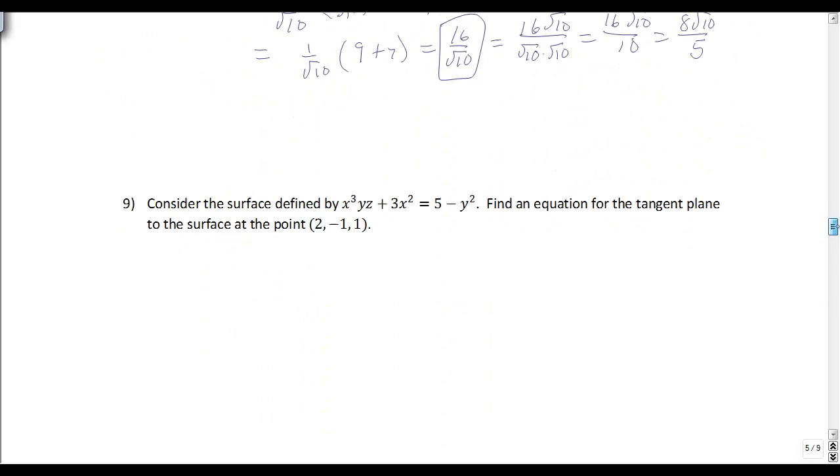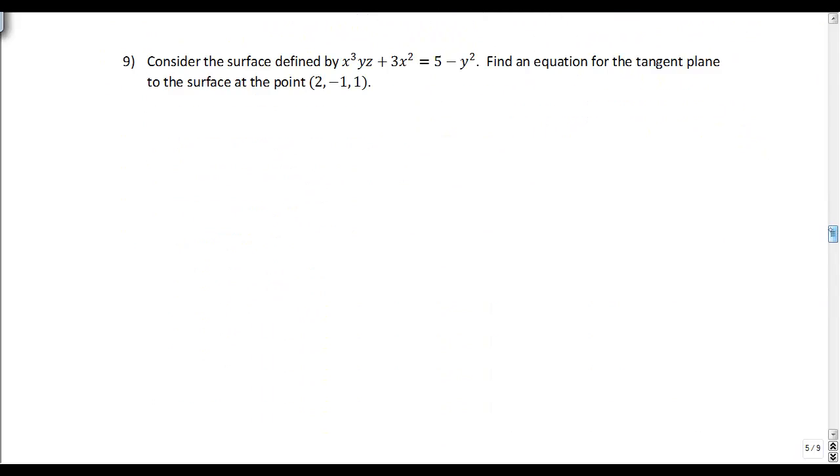Next up. The tangent plane equation. We did one of these earlier, but it was z equals some function of x and y. Here, z is really defined implicitly. I guess you could solve this for z. We can say, consider the surface defined by x cubed yz plus 3x squared equals 5 minus y squared. We want to find an equation for the tangent plane to the surface at the point (2, -1, 1).